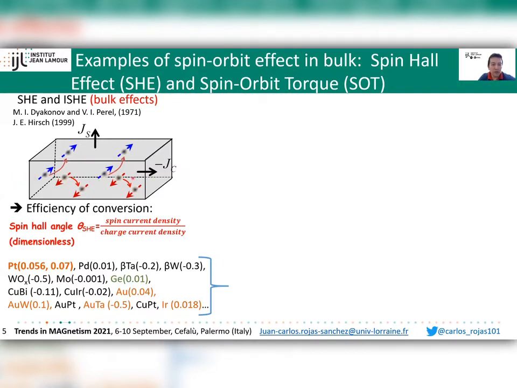So if we inject a charge current, we create a transversal spin current, that is, electrons with opposite spin moving in opposite directions. The efficiency of this interconversion is called the spin Hall angle, and it's a dimensionless parameter: the ratio of the spin current density we produce to the charge current density we inject. In our community, we have studied many materials. One of the most studied is platinum. Along with my coworkers, we have contributed with some materials shown here in orange or in green.